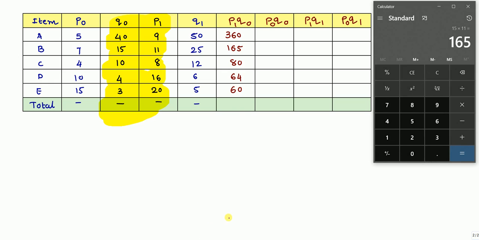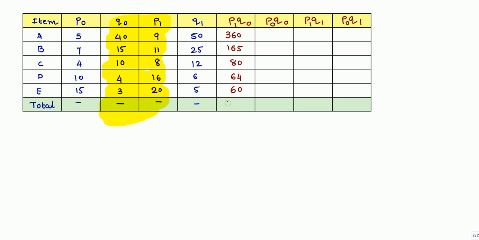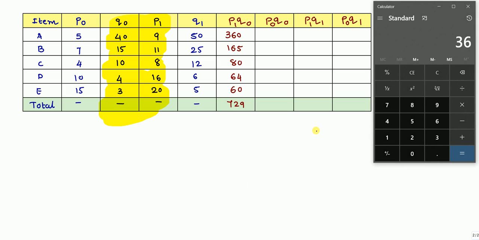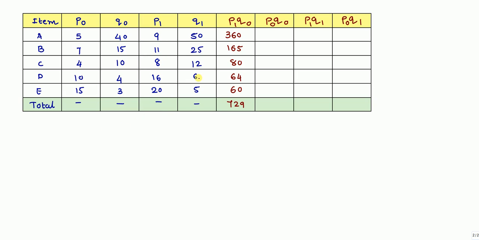Now find out the total: 165 plus 360 plus 80 plus 64 plus 60 is 729. Let us check this total again: 360 plus 165 plus 80 plus 64 plus 60. 729 is okay.